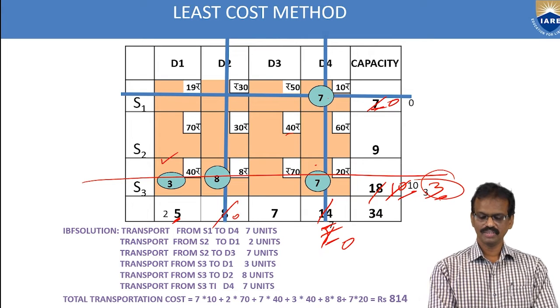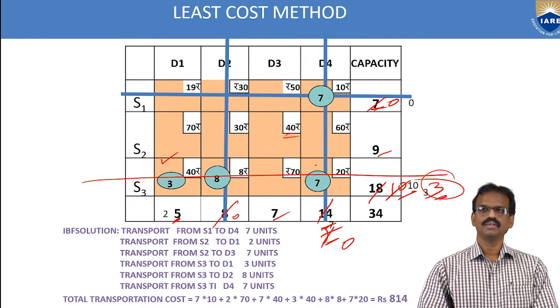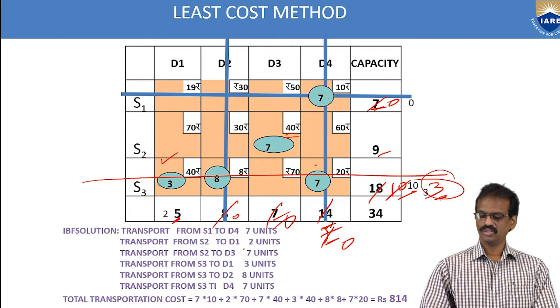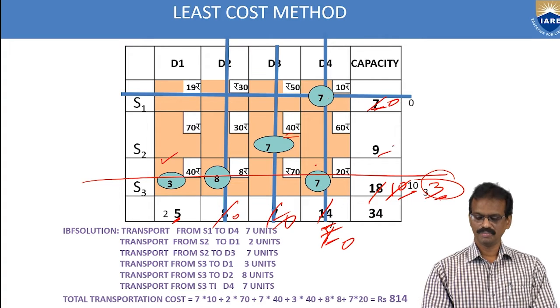Next, I have to identify the minimum value. So that is 40. So there are two values. One is 7, one is 9. So you have to allocate 7. If you allocate 7, this 7 will be cancelled. Automatically, the total column will be cancelled. Okay. Here remaining value is equal to 2, like this one.